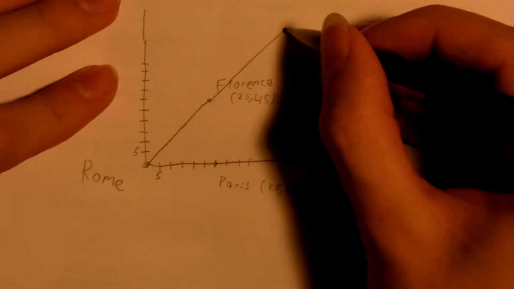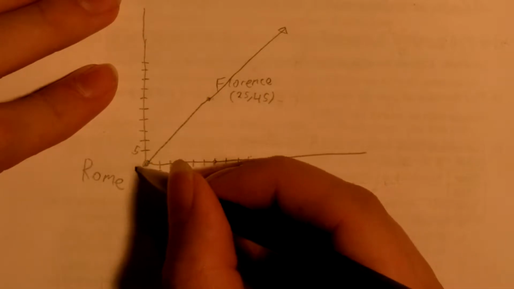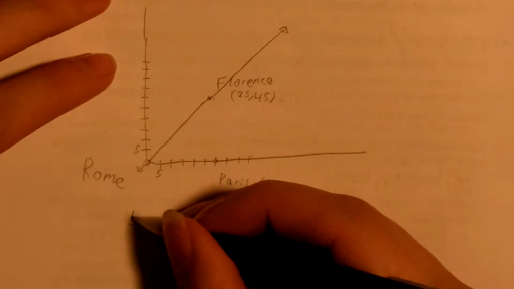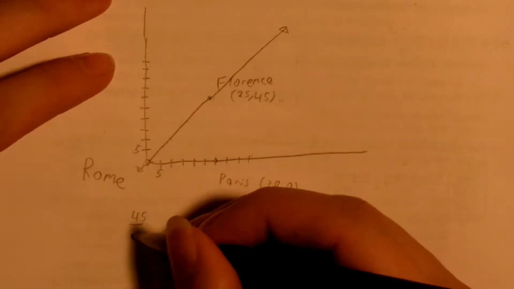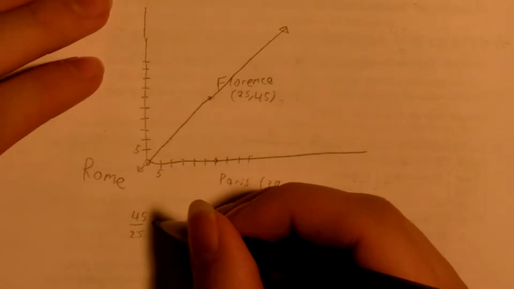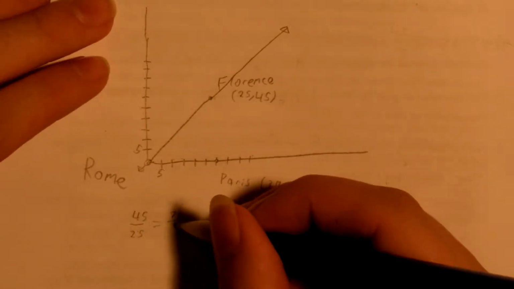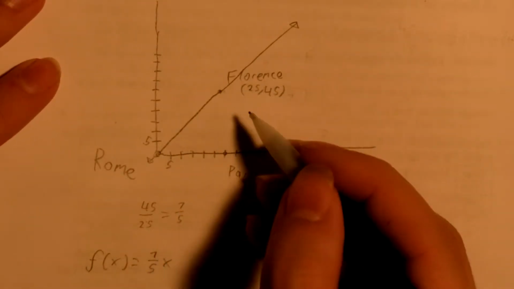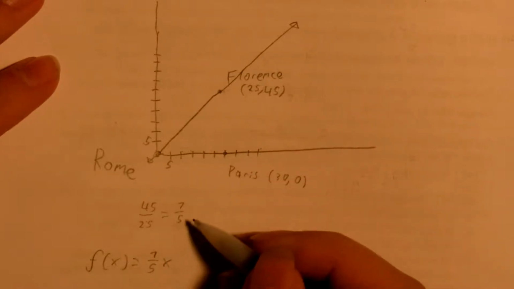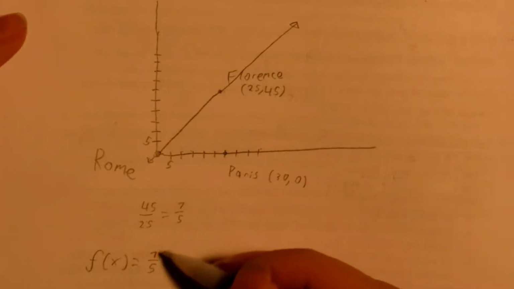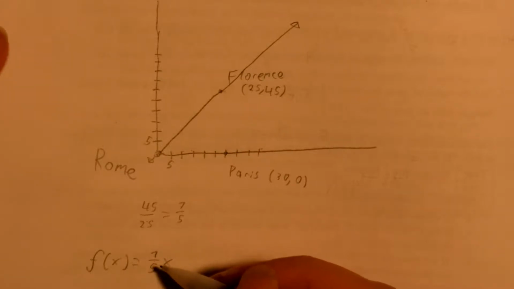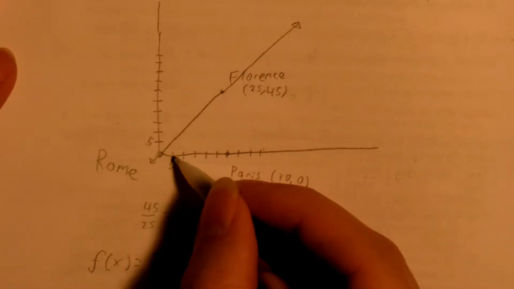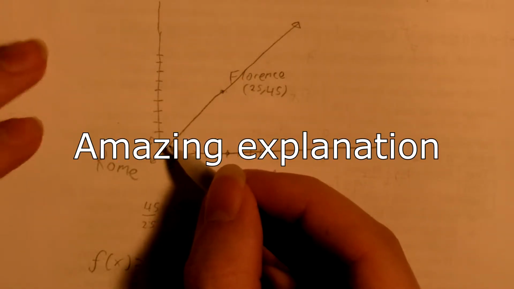Epic. The slope of this line is the rise over run of it, so that would be 45 over 25 miles. And that simplifies to 7 over 5 miles. If you draw a line between Rome and Florence, the slope of that line would be 7 over 5. Because for every 5 over you move, it goes up 7.